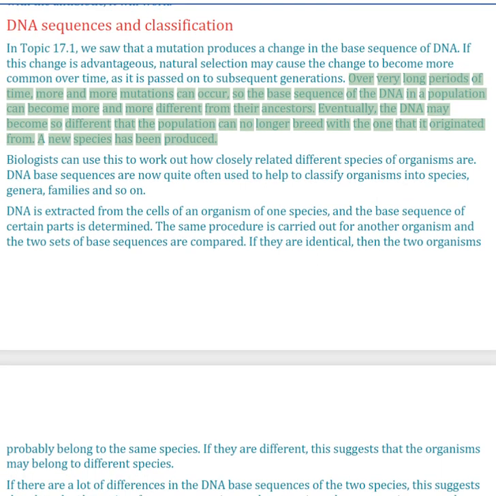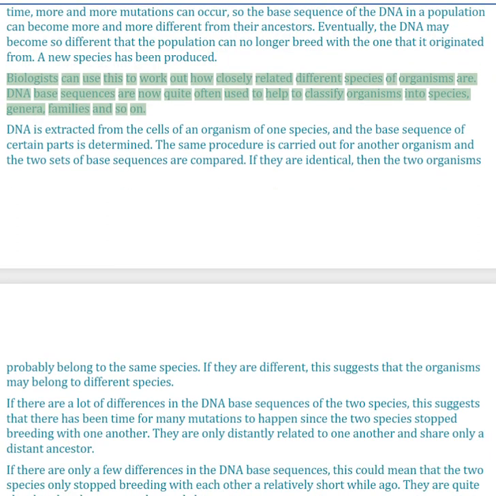Over very long periods of time, more and more mutations can occur, so the base sequence of the DNA in a population can become more and more different from their ancestors. Eventually, the DNA may become so different that the population can no longer breed with the one that it originated from. A new species has been produced. Biologists can use this to work out how closely related different species of organisms are.